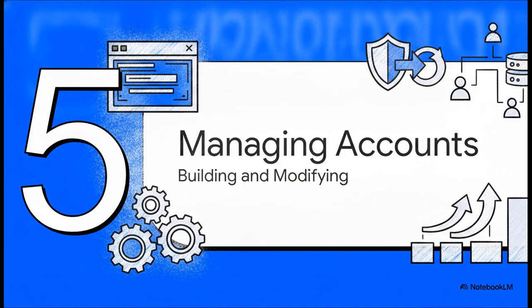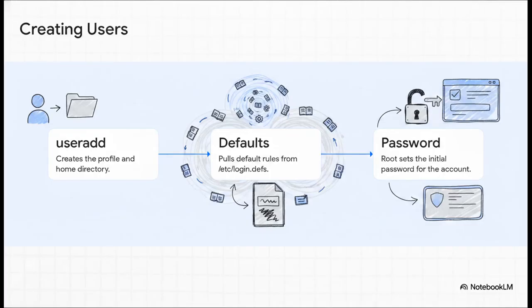Finally, Section 5, Building and Modifying Accounts. Let's manage some access. Let's look at how we actually build these accounts day-to-day on the command line. When you need a new user, you just type useradd followed by the username. Bam! It instantly creates the profile, provisions the home directory, and sets up that private primary group we talked about earlier. To know exactly what parameters to use, it actively pulls baseline defaults, things like the valid UID range and password aging rules, straight from a config file called /etc/login.defs.